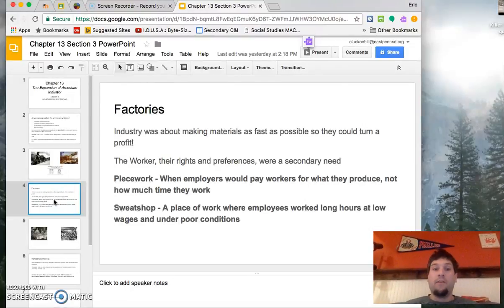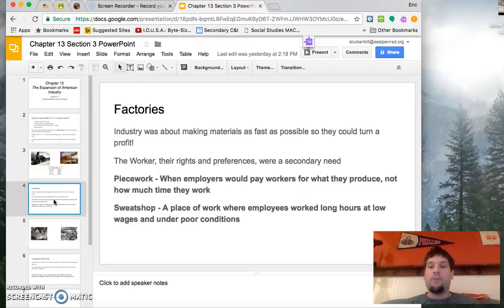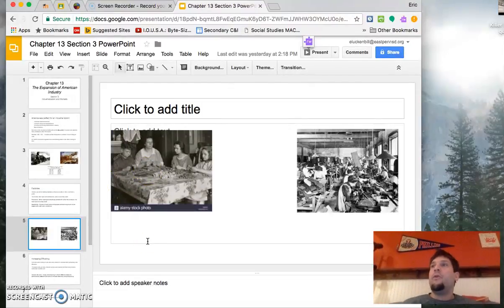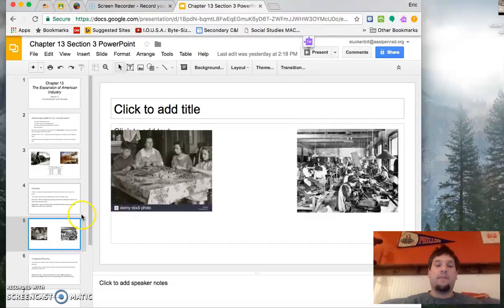That's what piecework is. When an employer would pay workers for what they produce, not how much time they work. In this picture, if you look on the left here, you see a family sitting down and doing work. So imagine a family created the hours that they wanted. When they wanted to work, they worked, and at the end of a week or the end of the month, they made their money.